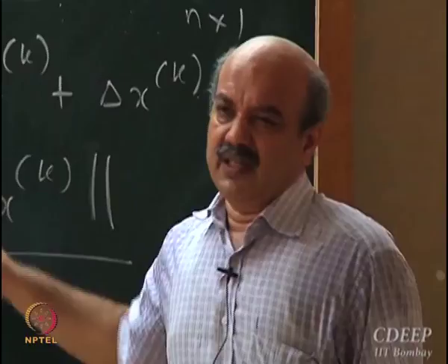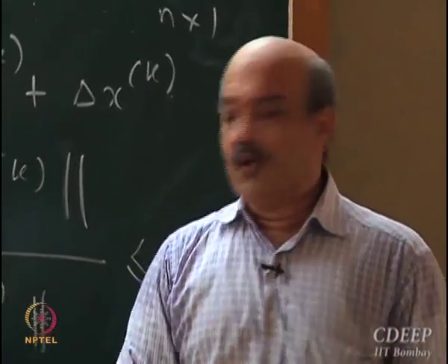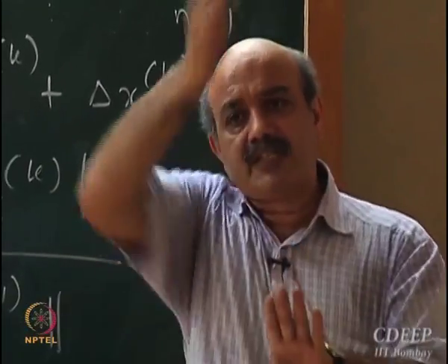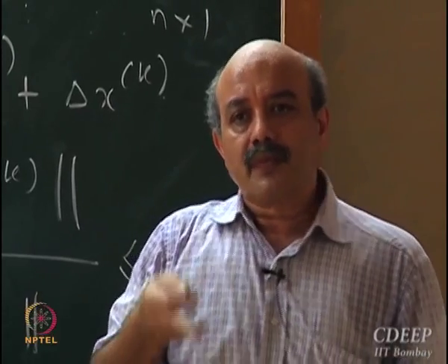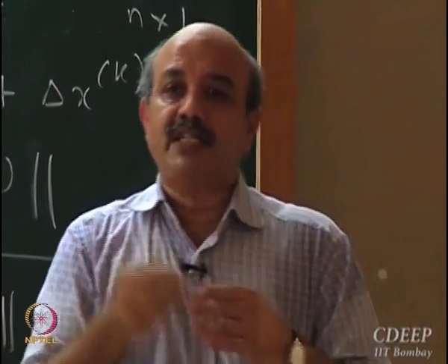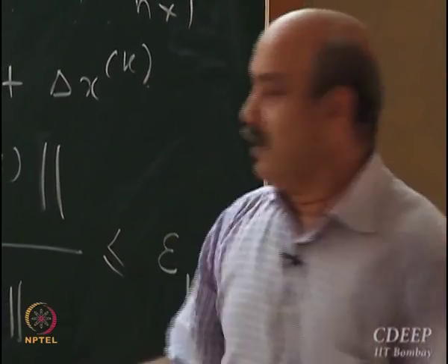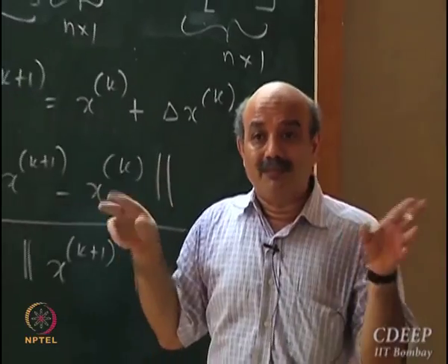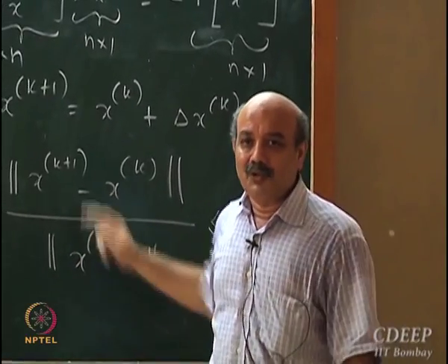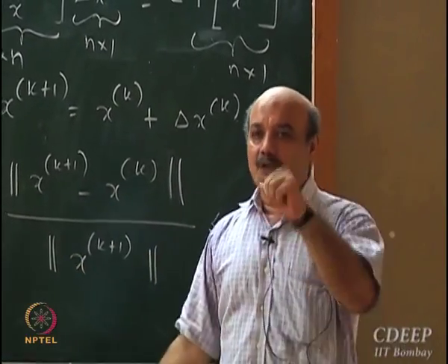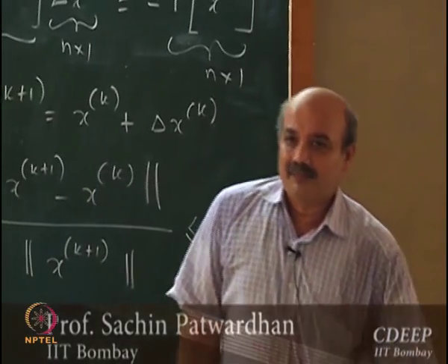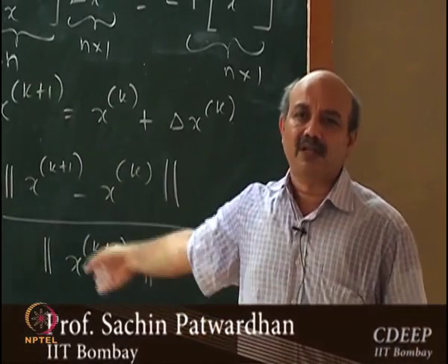Well, there are numerical difficulties if you don't normalize. Sometimes your x is a vector which itself has very small quantities. It may have, for example, mole fractions which are 10 to the power minus 3, minus 4, and then the difference will look small, but actually it is not small. So you should look at relative error. Relative error is always better. So that is why we look at relative error.